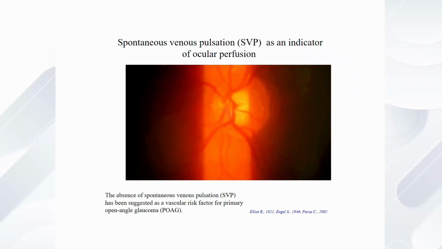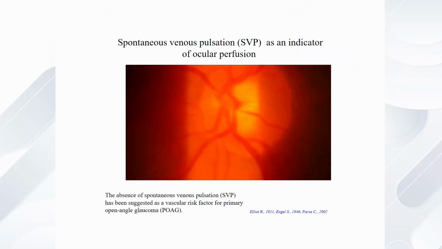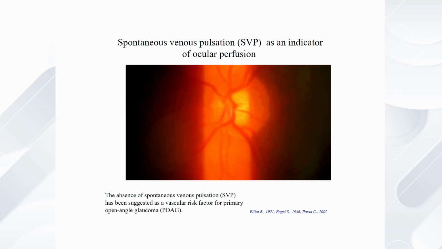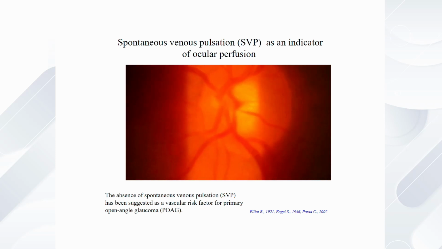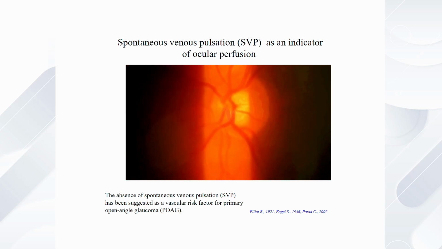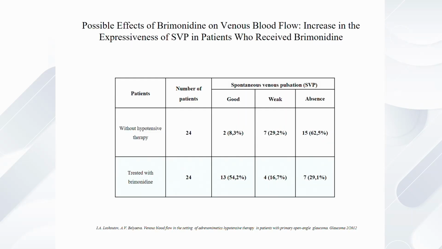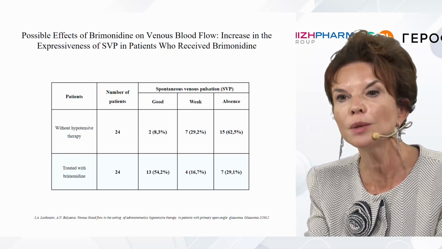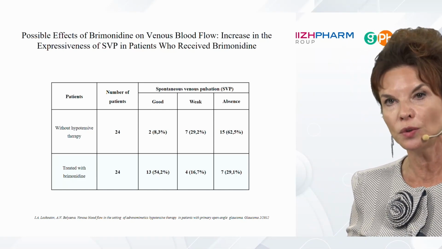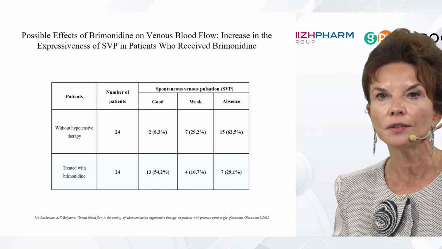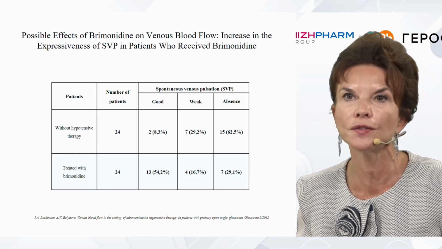So how in practice can we judge whether there is autoregulation of circulation in the optic nerve head or not? Well, the simplest way is to look at spontaneous venous pulsation. It's an indicator of ocular perfusion, and the absence of this pulsation suggests a vascular risk factor for primary open-angle glaucoma. In patients, we rarely see this pulsation because autoregulation is already defective. It was reported that with treatment by particular anti-glaucoma drugs, this pulsation can effectively recover, and this is the way we can restore autoregulation.